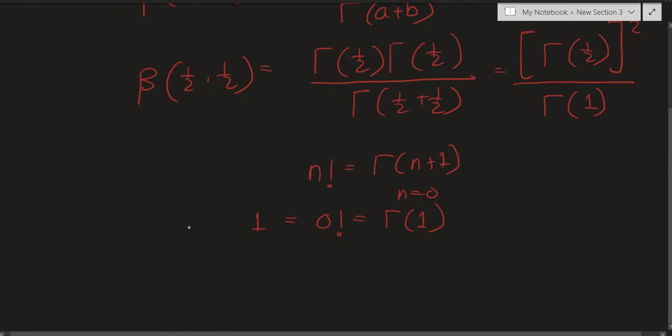So finally we have beta of half comma half is nothing but gamma of half squared, because the denominator is just 1 now.